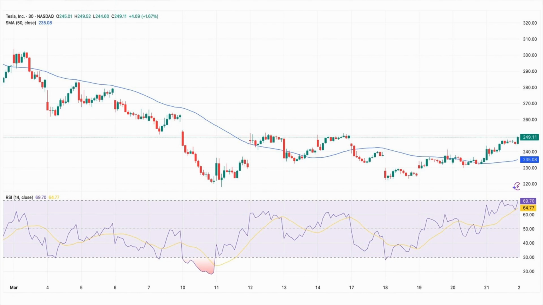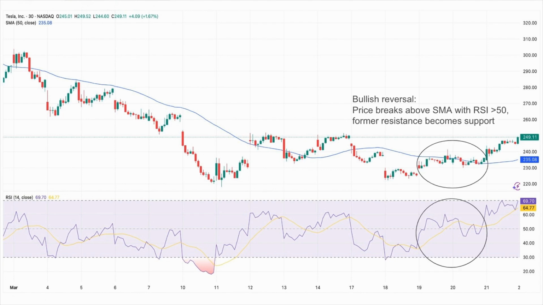During March 19 to 20, this is the textbook bullish confirmation interaction. Tesla's price breaks above its 50-day SMA, with the RSI simultaneously strengthening and crossing back above 50. This synchronized interaction, price above SMA with RSI above 50, provides a high-quality signal that the downtrend may be reversing.